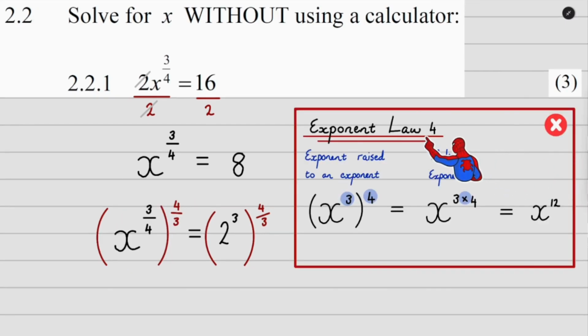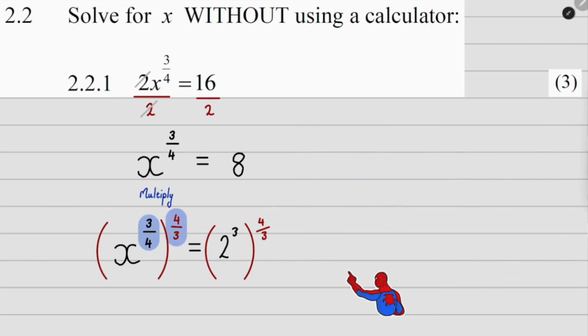And then we're going to use exponent law 4 to simplify. If I have an exponent raised to another exponent, I'm going to multiply the exponents. So I'm multiplying these fractions as well as this number and this fraction. So if I'm multiplying these two fractions, I can actually cross cancel. So the 3s over here, we're going to slap them out of there. And then the 4s over here, we're going to clap them out of there, my bro. Everything cancels and you're left with x to the power of 1, which can just be written as x.